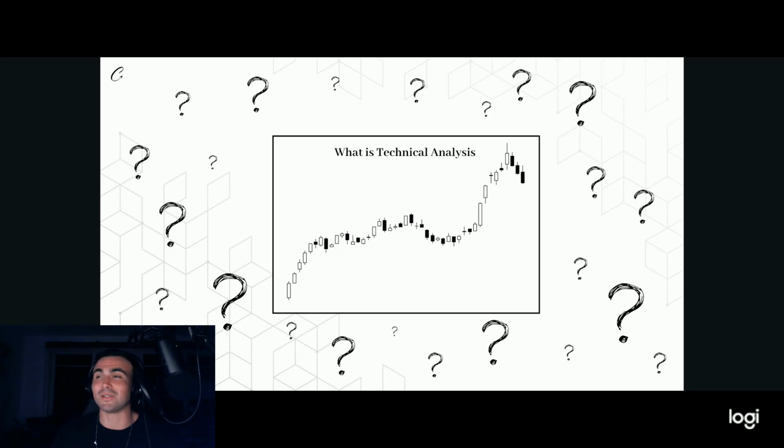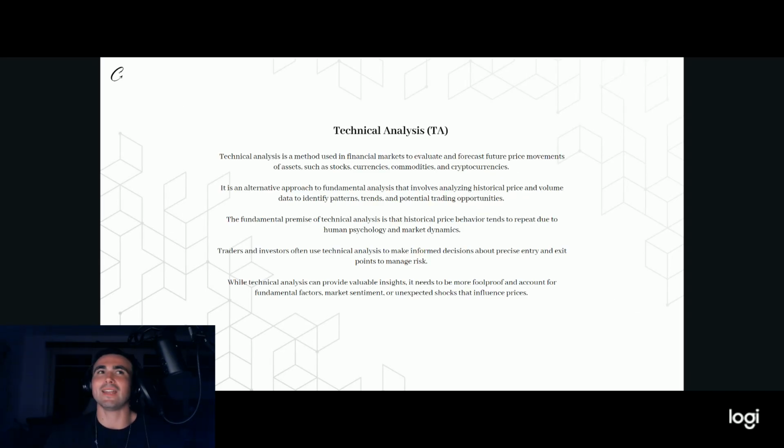So, what is technical analysis? Technical analysis, or TA, is a method used in financial markets to evaluate and forecast future price movements of assets such as stocks, currencies, commodities, and cryptocurrencies. It is an alternative approach to fundamental analysis that involves analysing historical price and volume data to identify patterns, trends, and potential trading opportunities. The fundamental premise of technical analysis is that historical price behaviour tends to repeat due to human psychology and market dynamics.